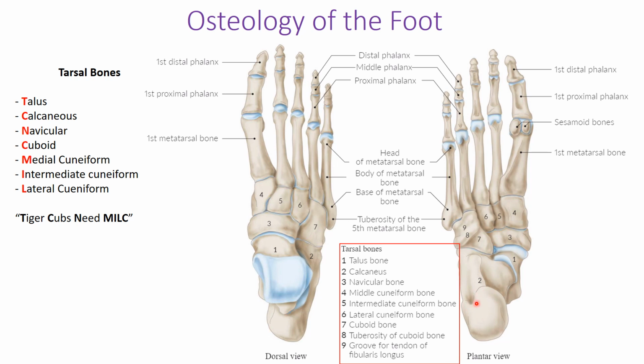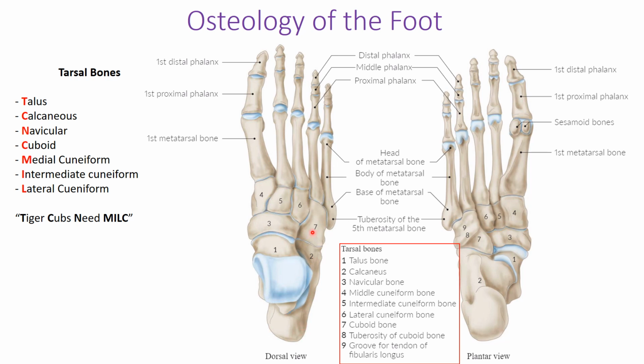Now directly in front of the talus is this bone. This is going to be your navicular. So the navicular is sitting right in front of the talus, and on inferior view you can see it here. So you have, one more time, the talus, calcaneus underneath, and then in front of that the navicular.